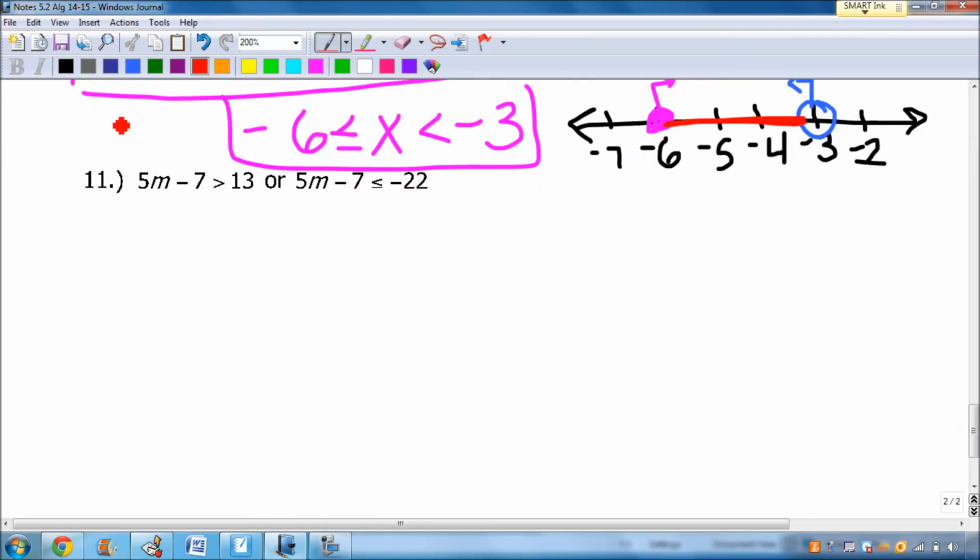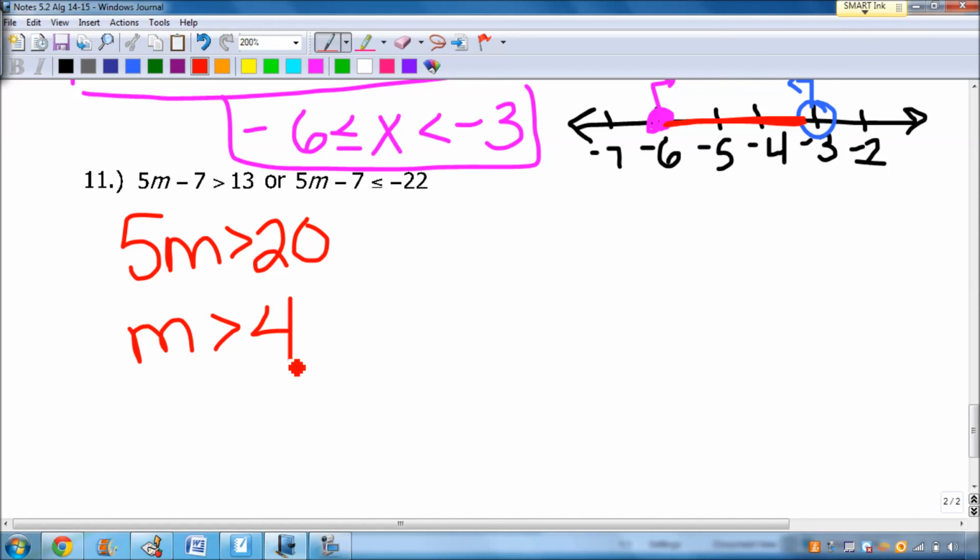All right, last question, number 11. 5m minus 7 is greater than 13, or 5m minus 7 is less than or equal to negative 22. So I'm going to solve each one separately. So this one I would add 7 to both sides, and I would get 5m is greater than 20. Then I would divide both sides by 5, and I would get m is greater than 4.